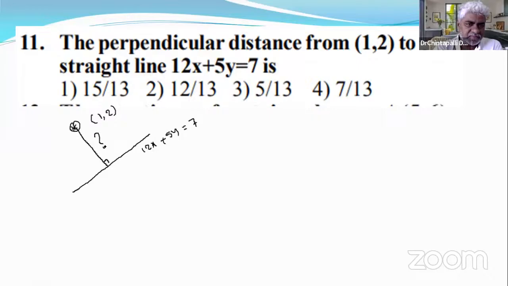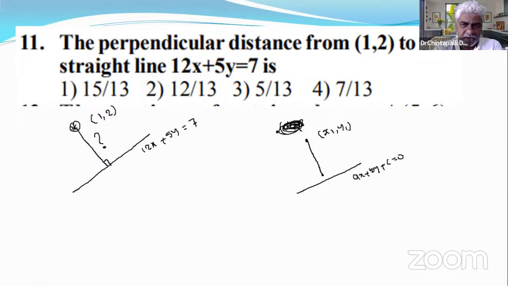This is asked. As we know, the formula is: if the point is x1 comma y1, and the line is ax plus by plus c is equal to 0, then the perpendicular distance is mod of ax1 plus by1 plus c, divided by the square root of a square plus b square. It is a formula, right?